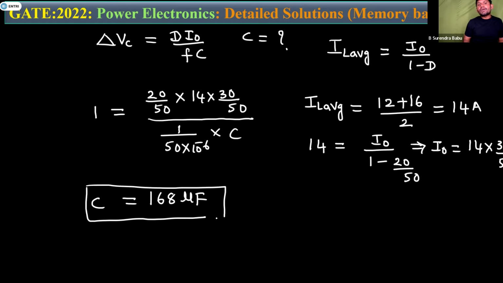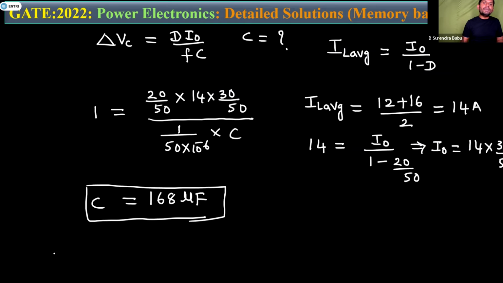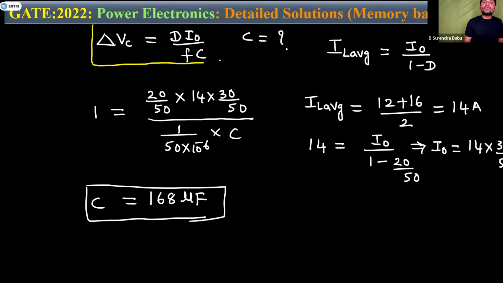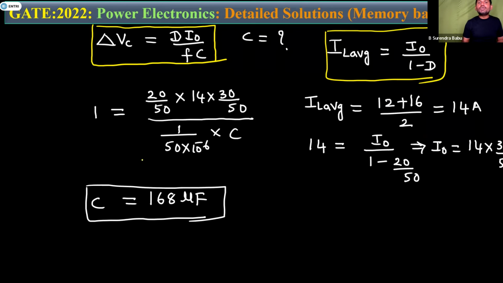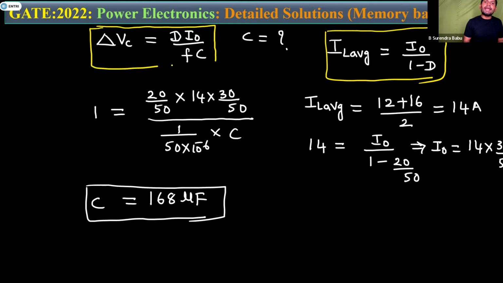This is the calculation of C. This is also asked as a 2 marks question. Just by remembering the formula for the peak to peak capacitor ripple voltage in the case of buck boost regulator, which you know from the analysis, and the formula for IL average, it is easy to answer this question. To calculate that IL average, the waveform is given. The capacitance value equals 168 microfarad.